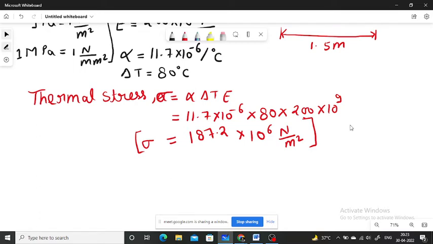If we have to calculate the strain, the total elongation in the bar is equal to 0, and the thermal strain will be equal to alpha into delta T. We can calculate this.